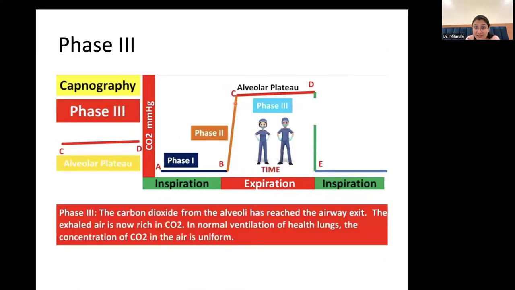Phase 3. This is my important phase. Phase 3 consists of alveolar plateau. Only alveolar gases are exhaled here. So the carbon dioxide from the alveoli has reached the airway exit. The exhaled air is now rich in CO2. In normal ventilation of healthy lungs, the concentration of CO2 in the air is uniform.